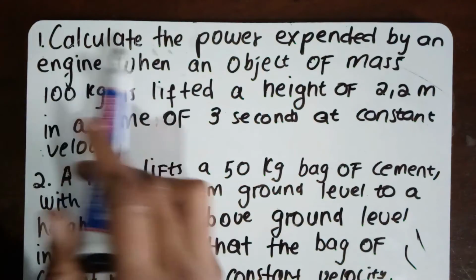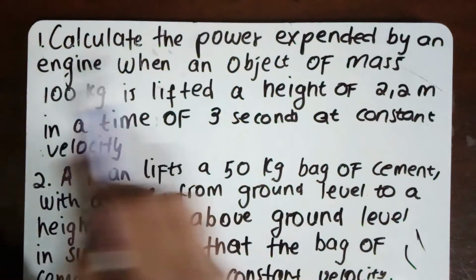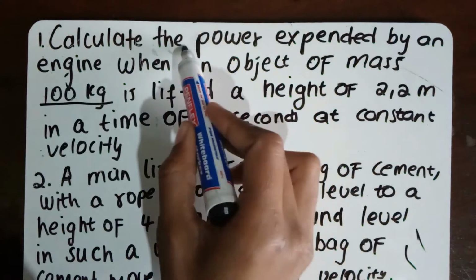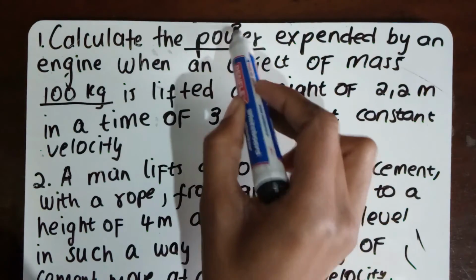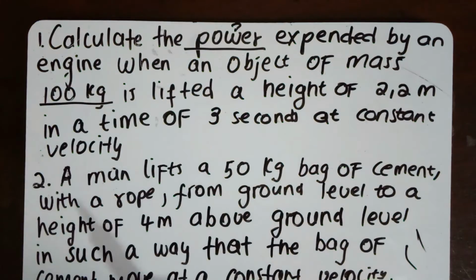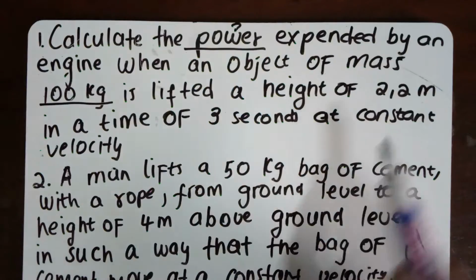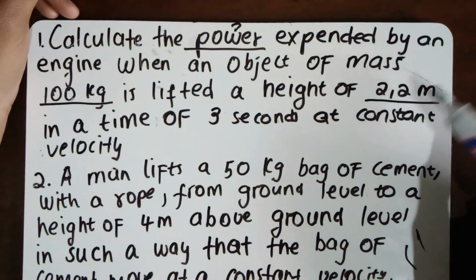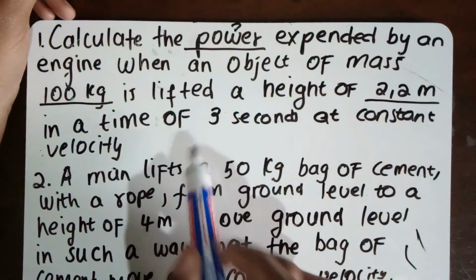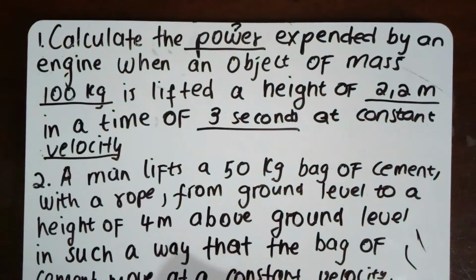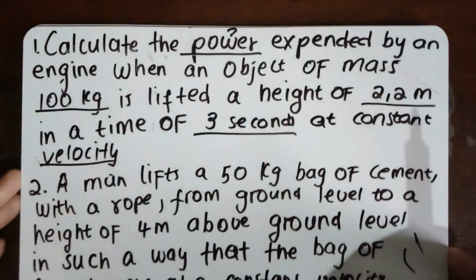It says, calculate the power expended by an engine when an object of mass 10 kg is lifted from one point to another to a height of 2.2 meters in a time of 3 seconds at a constant velocity. Okay, so now let us actually try to answer this question.